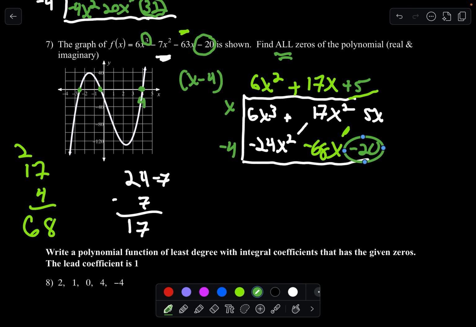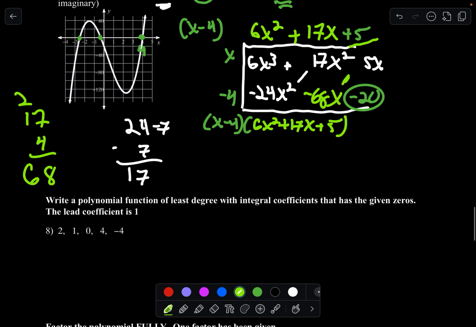And you see they match. So x minus 4 does go into that polynomial. So we can break that polynomial down to x minus 4 times 6x squared plus 17x plus 5. Now, you're free. It's a quadratic. You could probably factor this, hopefully. That's what I'm going to do. If not, use the quadratic formula, but I believe it's factorable.